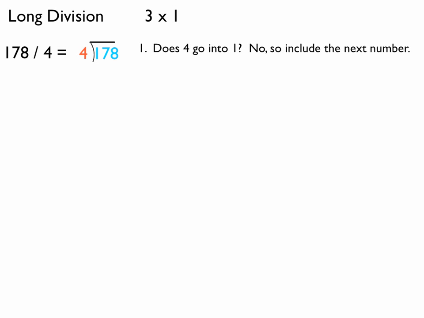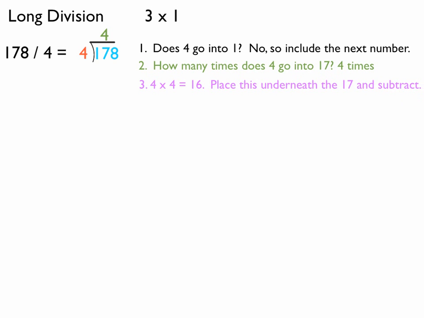So first things first. Does 4 go into 1? No, it does not. So you need to include the next number, in this case 7. How many times does 4 go into 17? Well, it goes in 4 times. So I'm going to put that 4 directly above the 7. Now I know that 4 times 4 is equal to 16, so I'm going to place this underneath the 17 and subtract. 17 minus 16 is just 1.